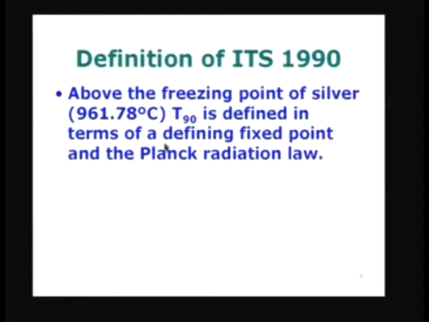And above the freezing point of silver, which is 961.78 degrees Celsius, T90 is defined in terms of a defining fixed point of that silver point and the Planck radiation law. Planck radiation law relates the emissive power of black body radiation with temperature by a unique relationship, and that becomes the definition of the temperature that is above the silver point.